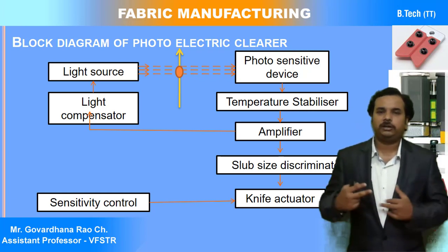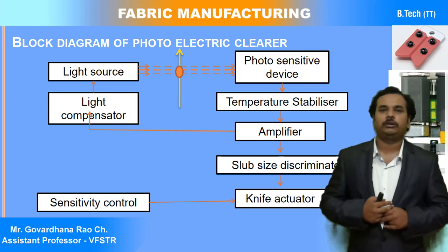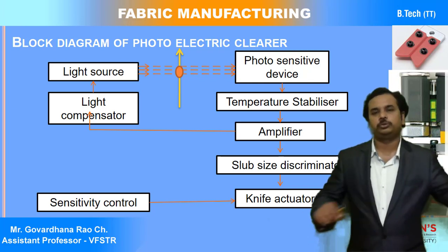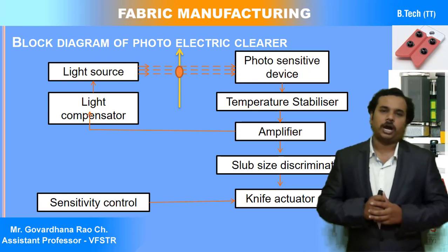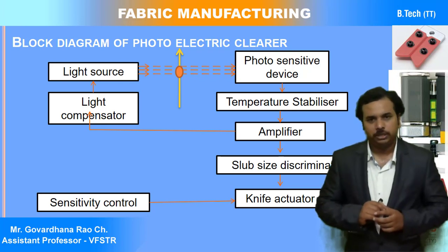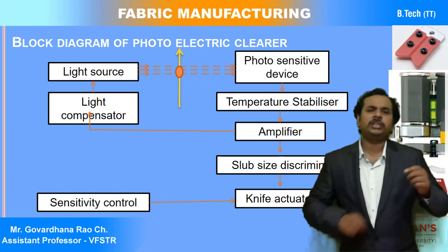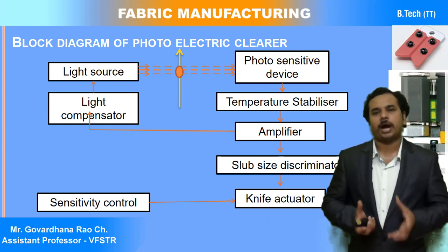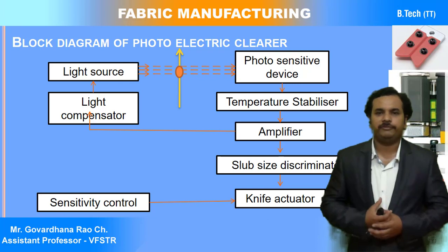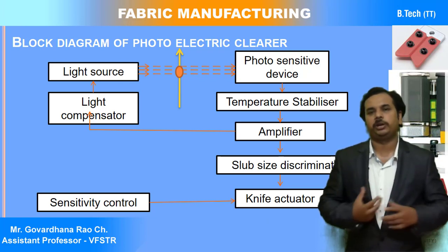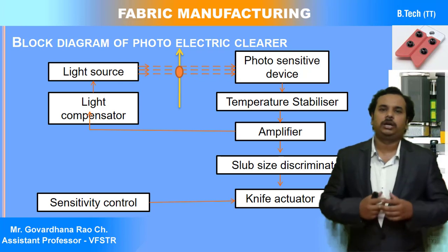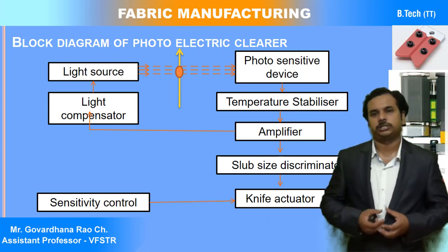Now after the cutting, the two broken ends are going to be joined, and during the joining process, the part with the defect identified and cut by the clearer is removed with the help of a simple suction system.